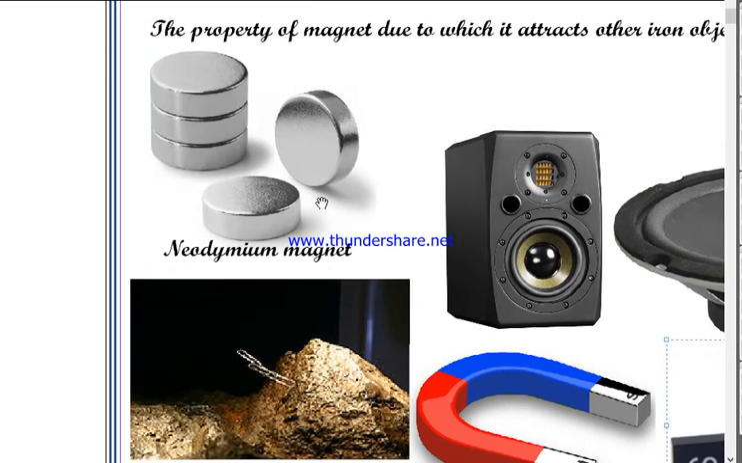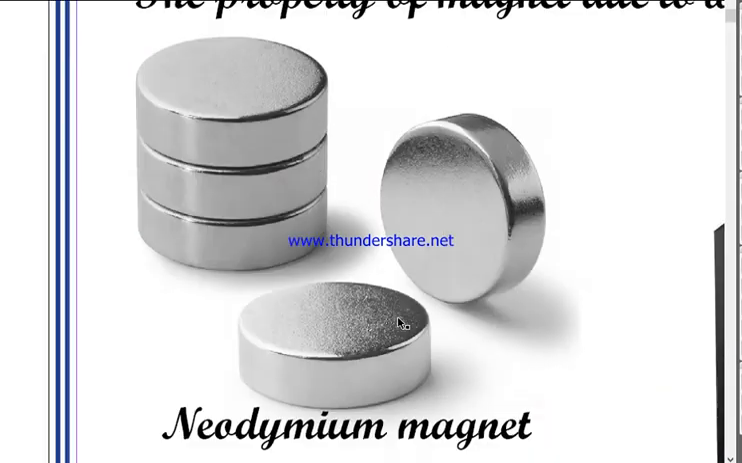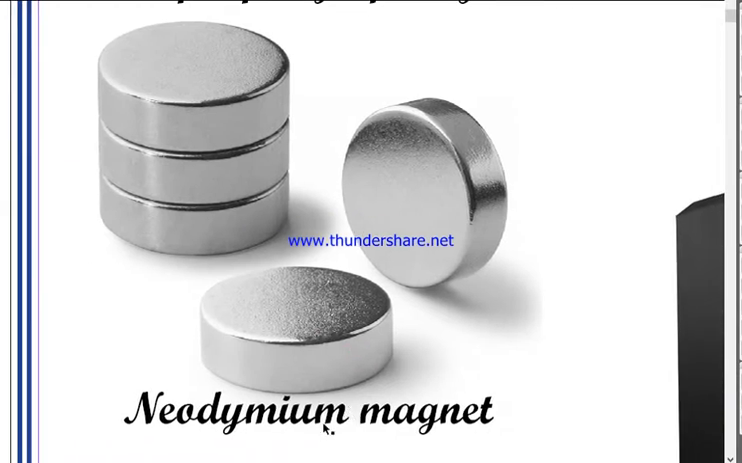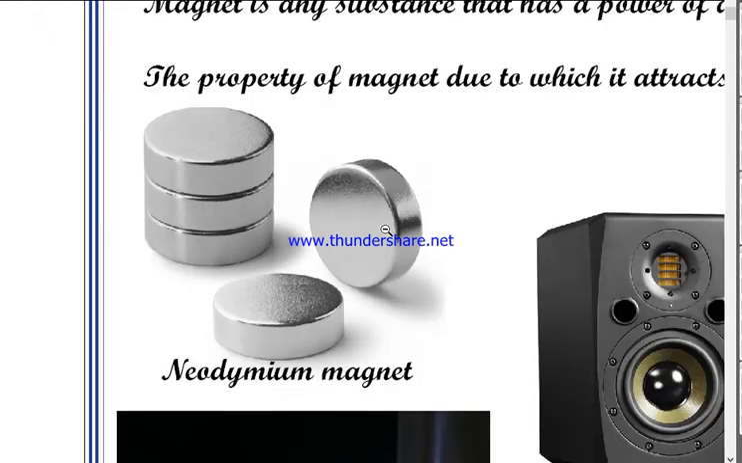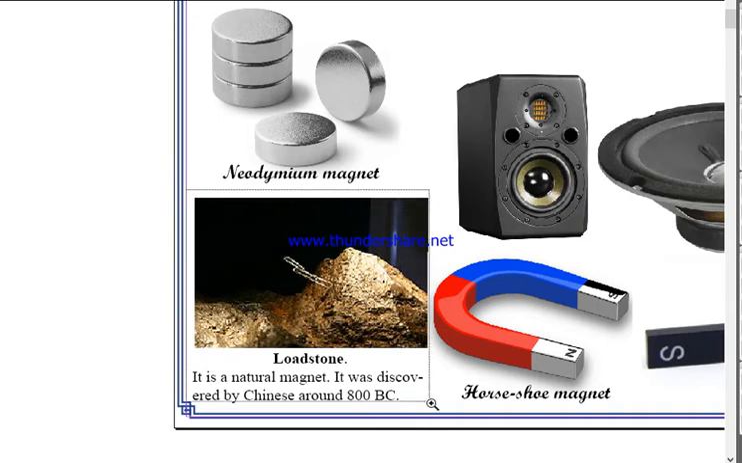This is a somewhat modern class of magnet which is made up of neodymium. Neodymium has even stronger magnetic properties than iron, nickel and cobalt, and it is a rare element as well. Neodymium magnets are very strong, and this magnet is in the shape of a disc.